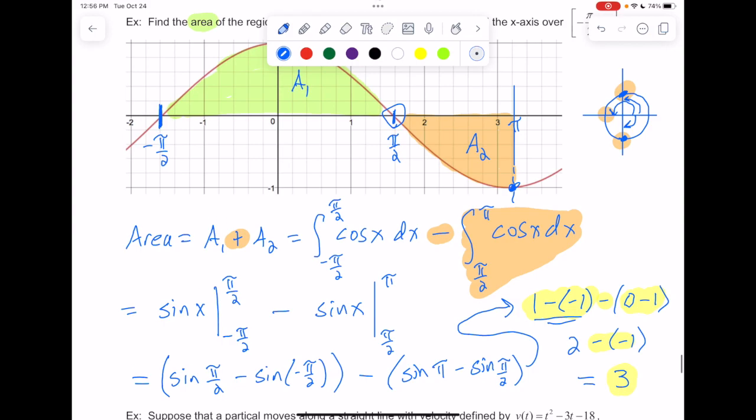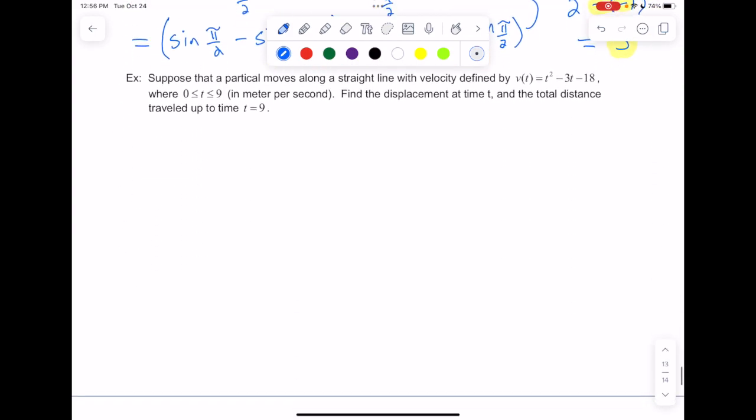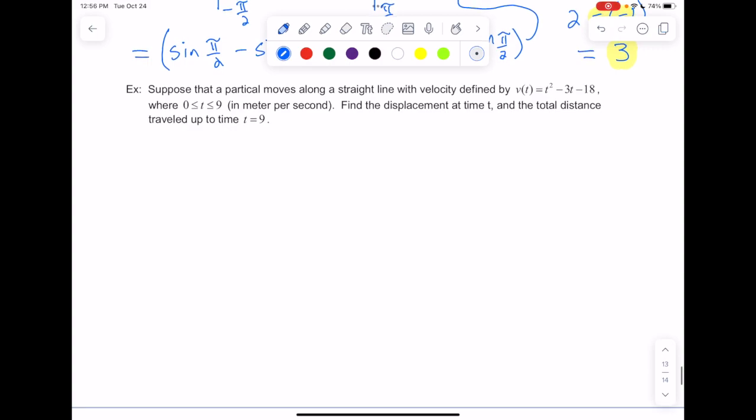All right, moving on to one last example, and this one is about displacement and total distance. So suppose that a particle moves along a straight line with velocity defined by v of t equals t squared minus 3t minus 18, where t is between 0 and 9 and velocity is measured in meters per second. Find the displacement at time t and the total distance traveled up to the time t equals 9 seconds.